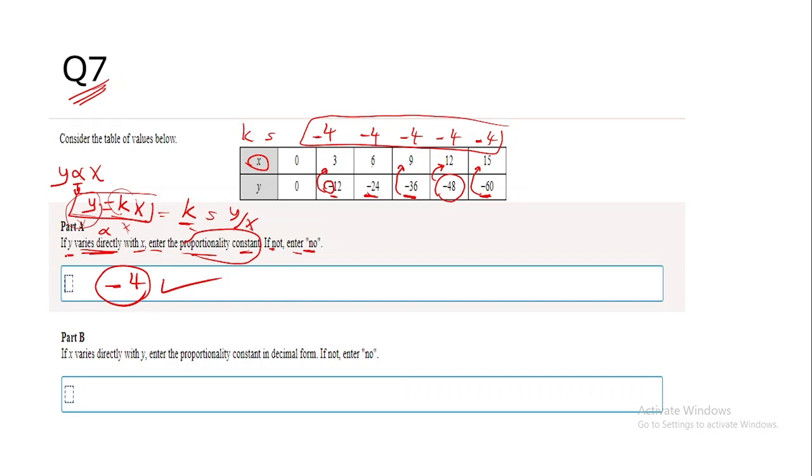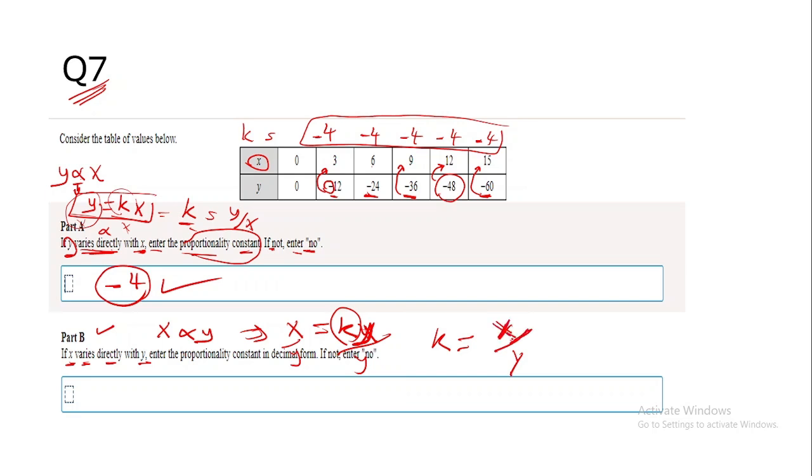Okay, take care that here it is saying y varies directly with x. So y equals kx. Part B is saying the opposite. It's saying if x varies directly with y, it means that x will equal ky. That means that in this case, if I divide by y here, k will equal x divided by y.